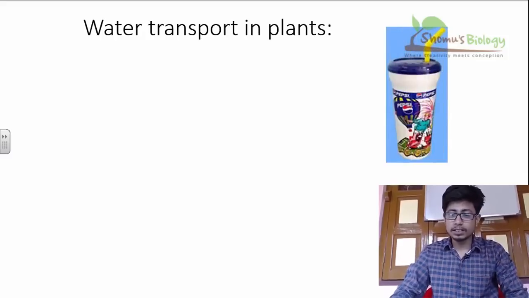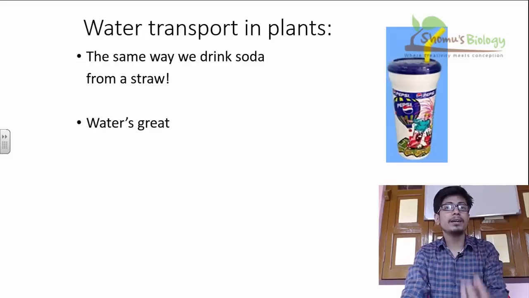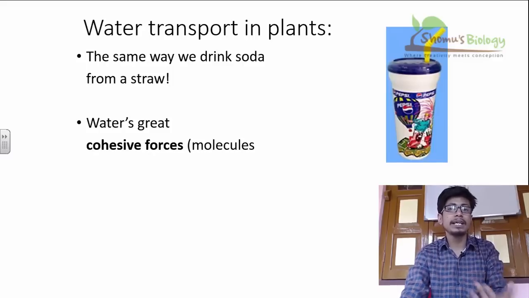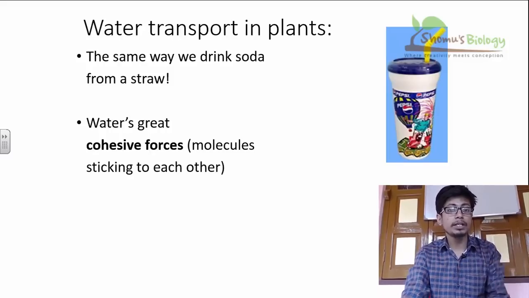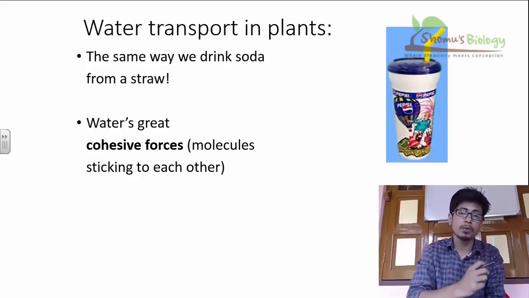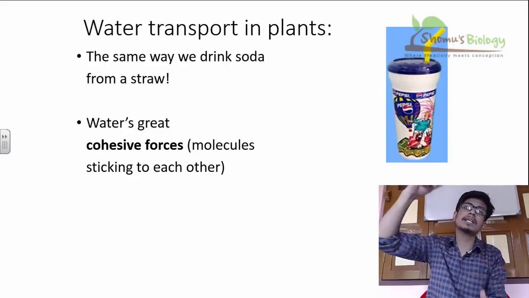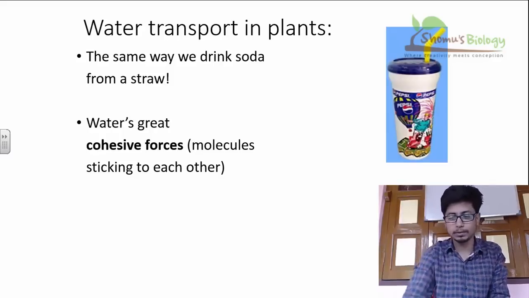For water transport in plants, I can give you a simple analogy, just like drinking soda from a straw. What we do is create a pressure, we suck it, meaning we take out the air. If we take the air out, it creates pressure, and we call it a cohesive force. Cohesive force means molecules sticking to each other, creating a linear chain of molecules one after another. Due to that force, they tend to attach to one another, and once we bring one out, all of them will start coming out.